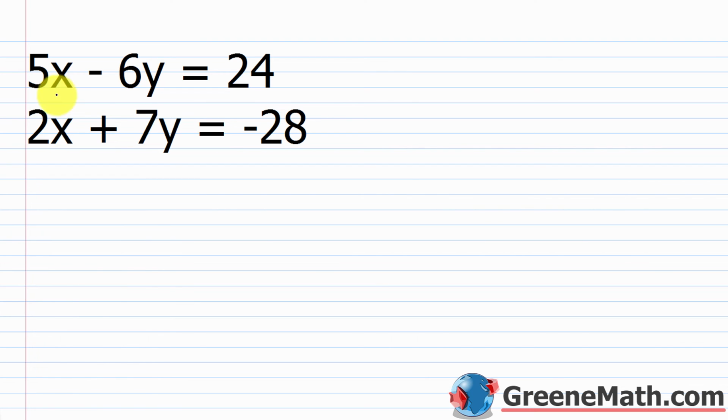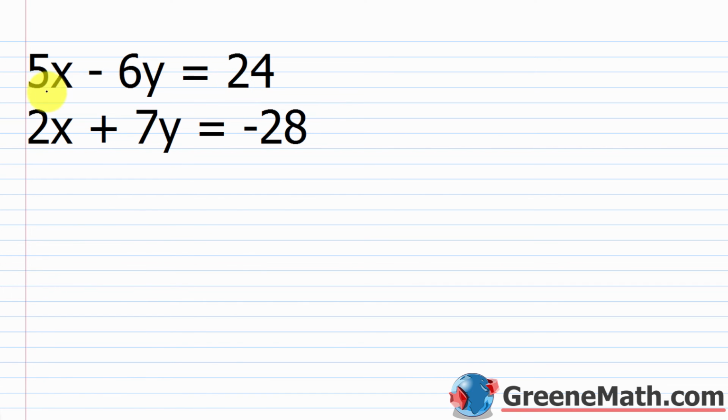So we have 5x minus 6y equals 24. We have 2x plus 7y equals -28. So again, ax plus by equals c. So you make sure your equations are in that format. Again, a lot of textbook examples are going to jumble things up. So it's not in that format. You've got to write it that way so your information is consistent.